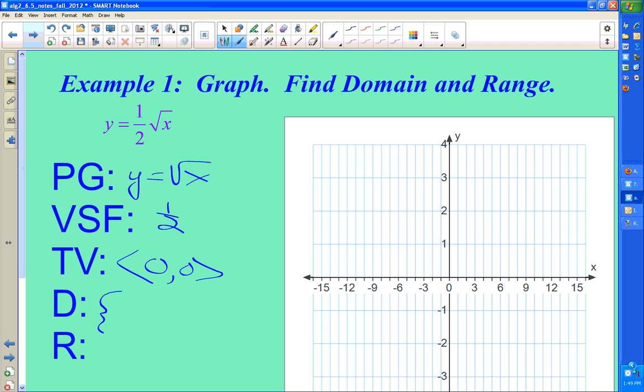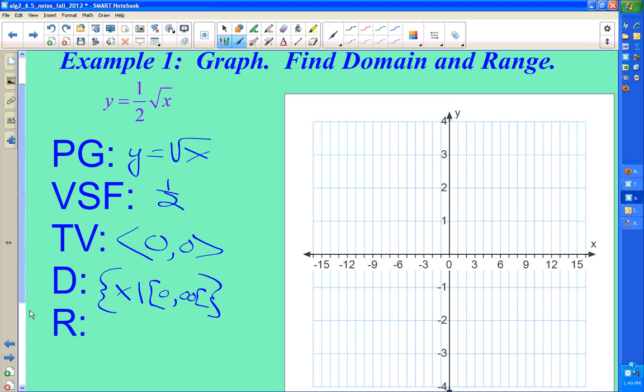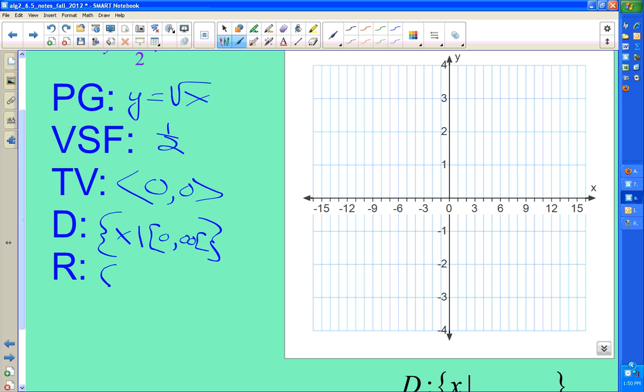It's up to you. All values of x such that x goes from 0 to infinity, and your range is going to be the same thing. If you don't see that from the equation, that's perfectly fine. Wait till you have the graph, and it'll make total sense to you.